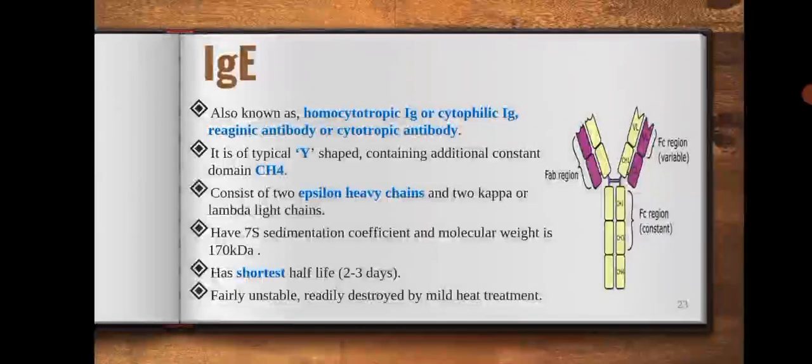IgE antibodies, also known as homocytotrophic immunoglobulin or cytophilic immunoglobulin, reaginic antibody or cytotropic antibody. It is of typical Y shape, also contains an additional constant domain, that is CH4, consists of 2 epsilon heavy chains and 2 kappa or lambda light chains, has 7S sedimentation coefficient and molecular weight is 170 kilodalton, has the shortest half-life and is fairly unstable as it can be readily destroyed by mild heat treatment.